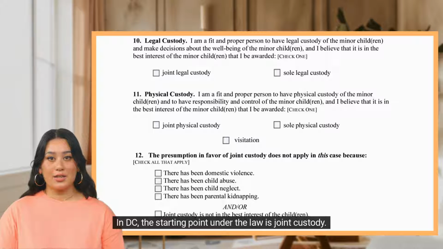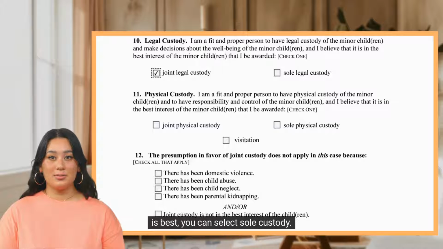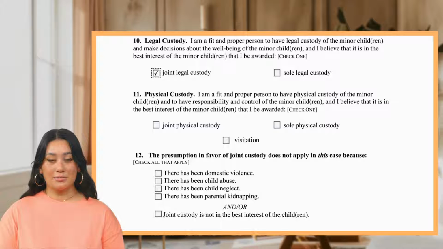In D.C., the starting point under the law is joint custody. However, if you believe it is not in the best interest of the minor children and you believe sole custody is best, you can select sole custody.